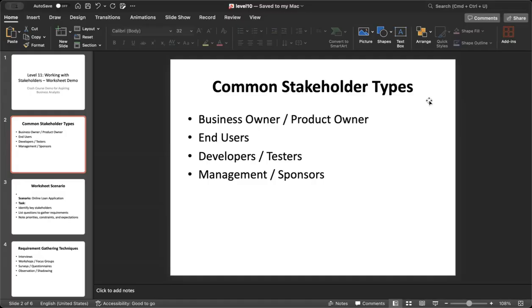So, common stakeholder types. You will interact with different types of stakeholders: business owners or product owners, end users who will use the system, developers and testers who implement the solution, and management or sponsors who make decisions. So understanding their perspective is key to capturing the right requirements.